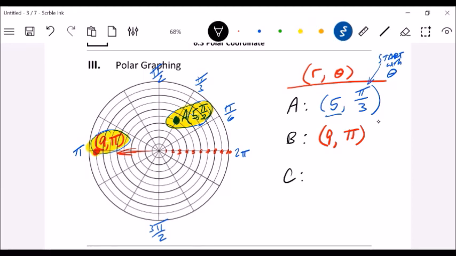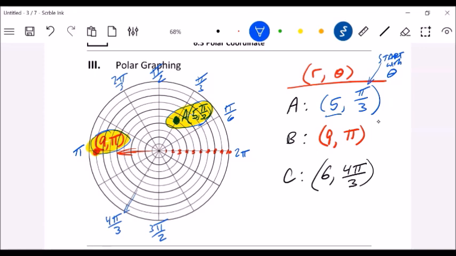And for the third one, we're going to go 6 and 4 pi over 3. So find 4 pi over 3. Well, if that's 1 pi over 3, here is 2 pi over 3. This was 3 pi over 3, so 4 pi over 3 is down here. So we're going this distance, but we're going out 6.